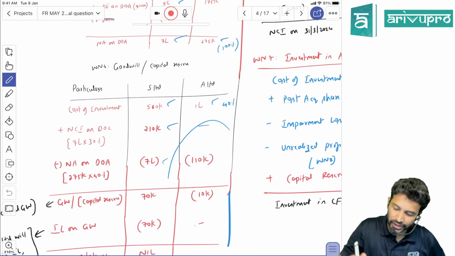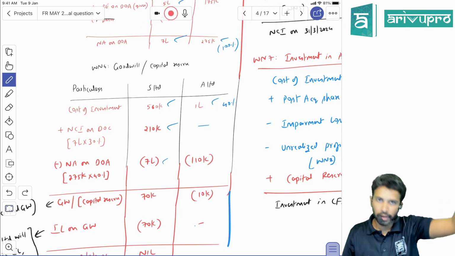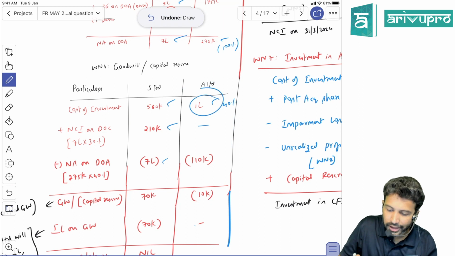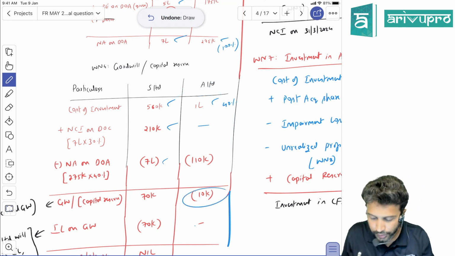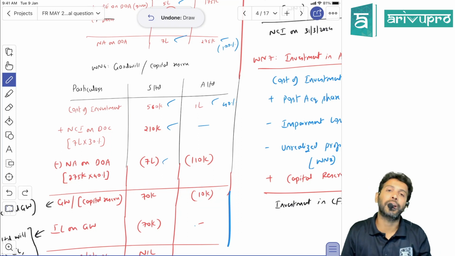This needs to be disclosed. Whether it is goodwill or capital reserve, show this calculation for the associate company. Again, goodwill is not accounted separately because for an associate company we assume it is included in the cost of investment. However, if you get any capital reserve, that needs to be accounted separately. So this is one extra thing in this particular question which we have learned.